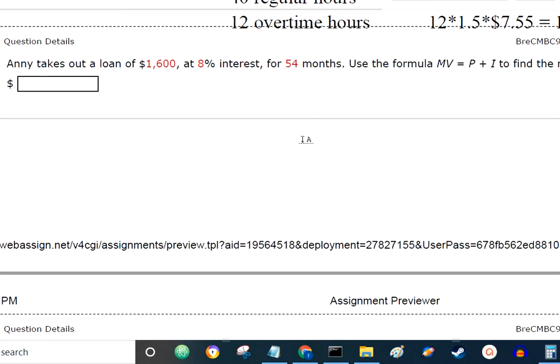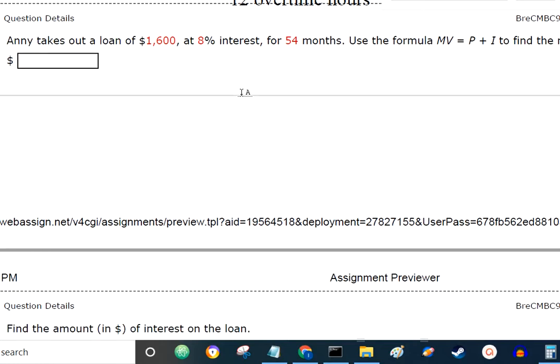Question 9 comes from Chapter 10. It's talking about simple interest.